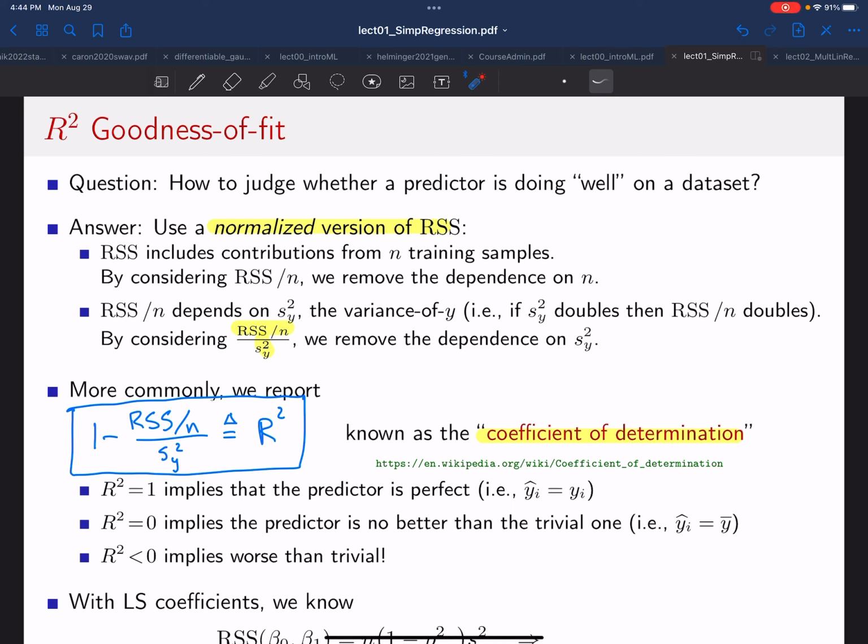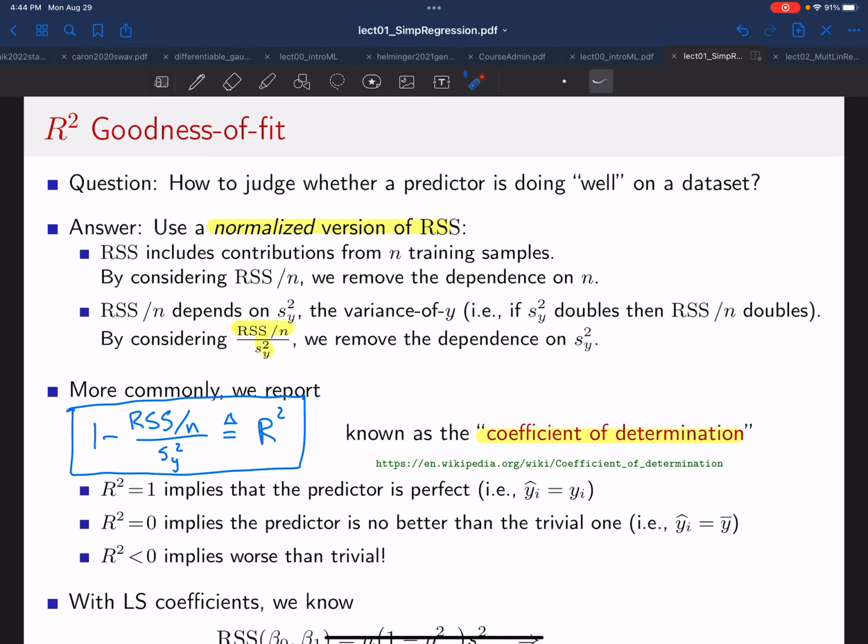You can't get any higher, right? Because I can't make this negative. Because RSS is a sum of squares quantity, you can never make it negative. So the best you can do with R squared is 1. Okay. Let's talk about the worst you can do.